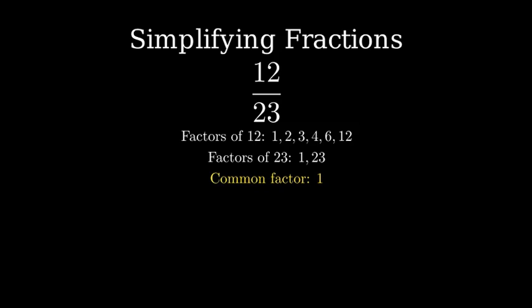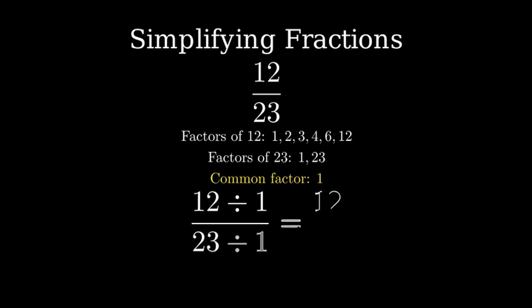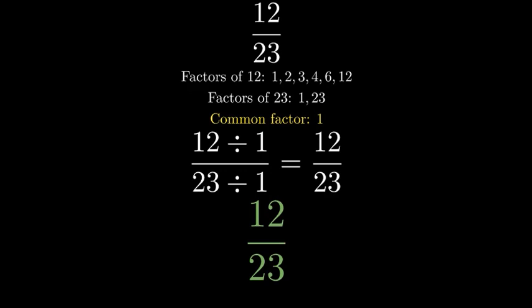To simplify a fraction, we divide both the numerator and denominator by their greatest common divisor. In this case, we're dividing by 1, which doesn't change the fraction at all. Therefore, the fraction 12 over 23 is already in its simplest form. It cannot be reduced any further.